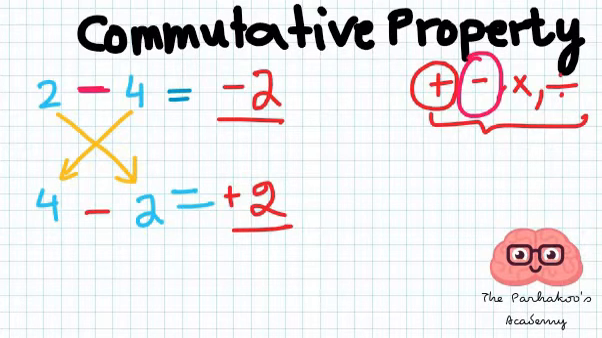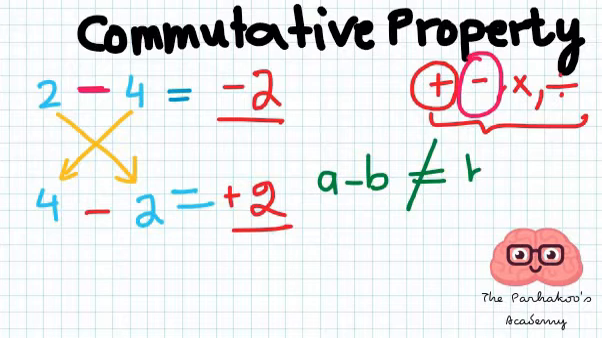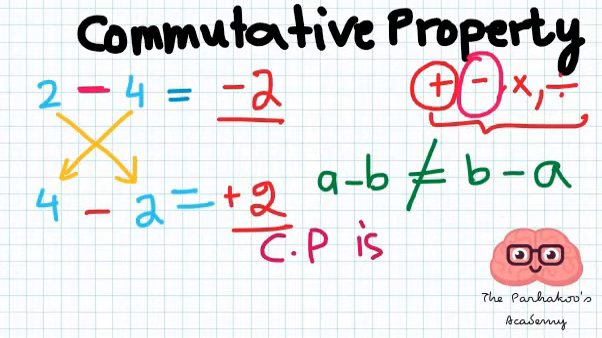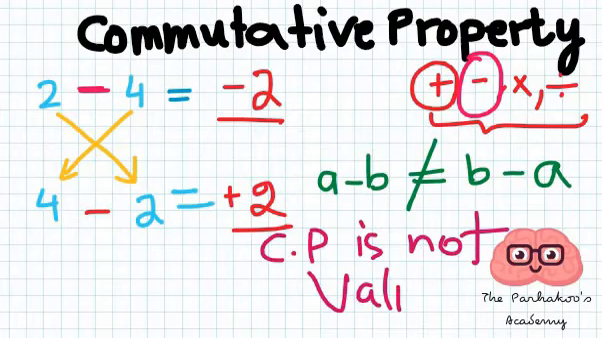So it means that if I change the order of two numbers and I have a subtraction, or a minus sign between the two numbers, then it matters. Okay, the result changes. So commutative property is not valid for subtraction. So you can say A minus B is not equal to B minus A. Here the order, the way you write numbers, matters. So commutative property is not valid in case of subtraction.